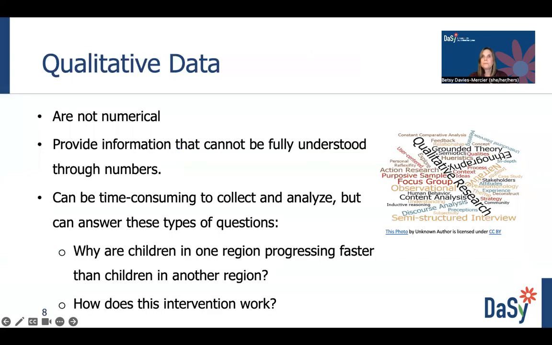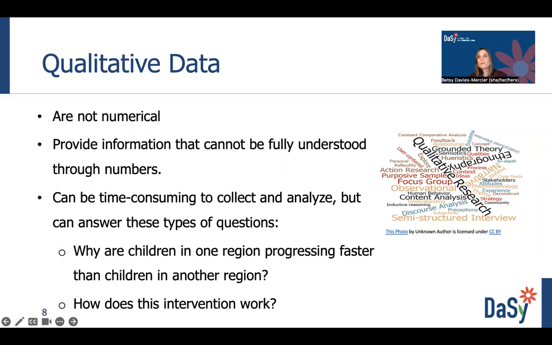Now let's turn to the other type of data, qualitative data. Qualitative data are, by definition, not numerical. Qualitative data provide information that cannot be fully expressed or understood using numbers. This type of data can be time-consuming to collect and analyze.